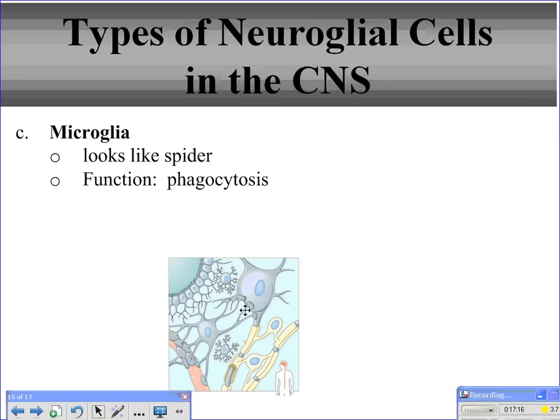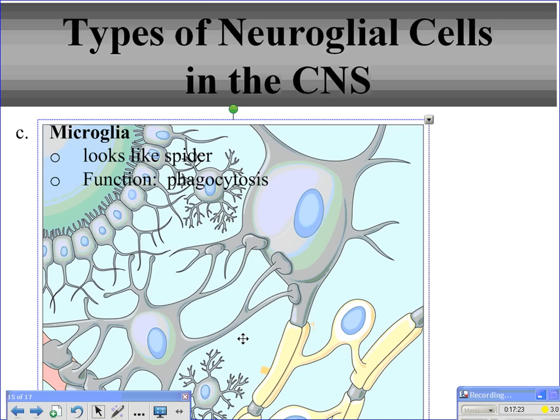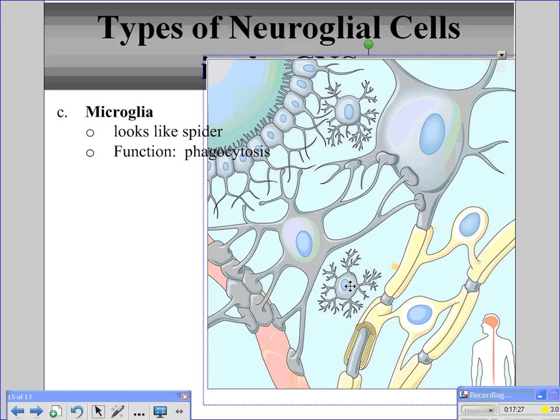Next, we have microglia cells. Microglia cells are like little spiders. There's one right here. There's one down here. So they're little tiny structures that look like spiders, and they're phagocytic. So they eat up cellular debris. They get rid of bacteria. They get rid of anything that's in the interstitial spaces of our brain. And so they're going to help fight off infection and disease. So these are the microglia cells.